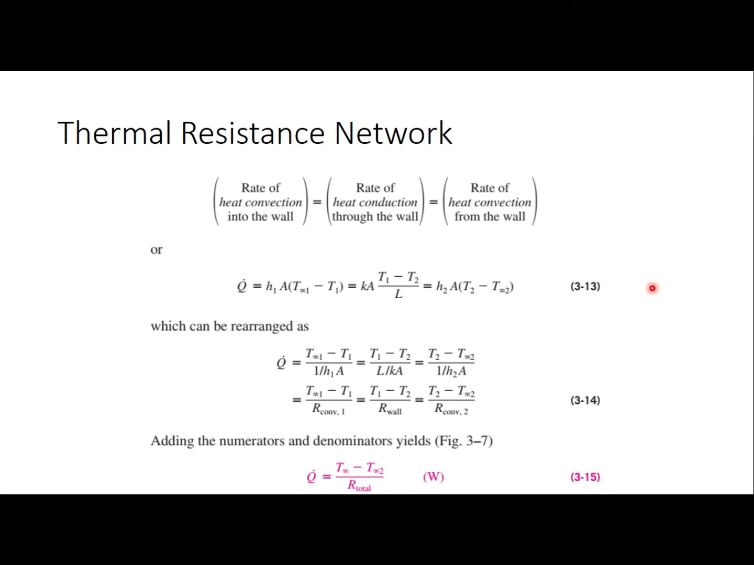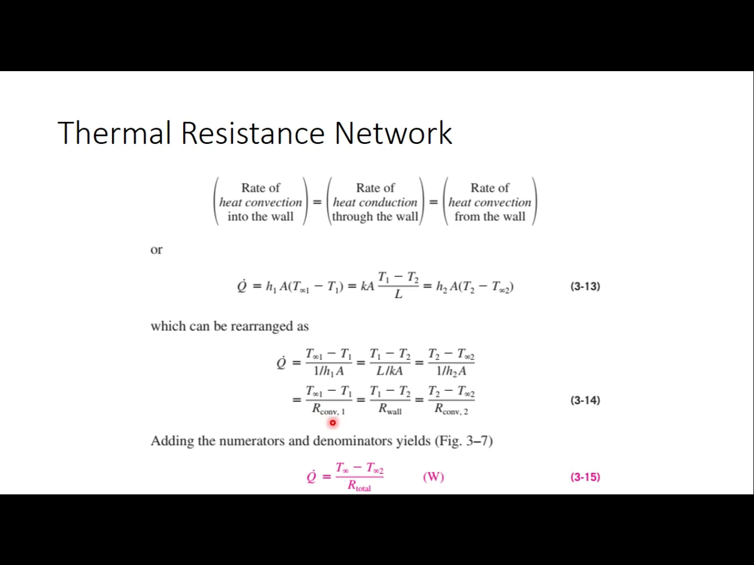So the above part can be expressed in terms of equation, that this is the first part, that is the rate of heat convection into the wall, the second one is the rate of heat conduction through the wall, and the third one is the rate of heat convection from the wall. So after rearranging this equation, we can write the above equation into this form, right? And after further rearrangements, we can have the equation in terms of their thermal resistances.